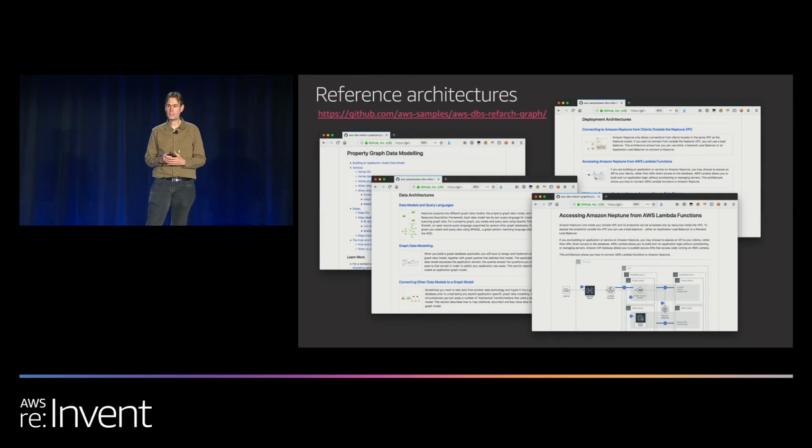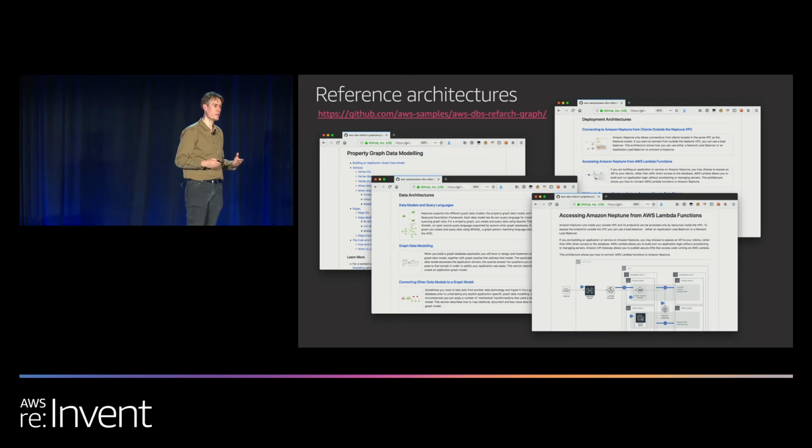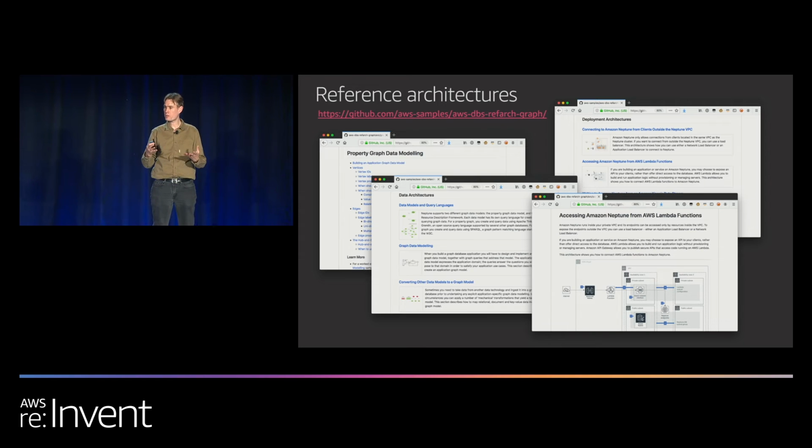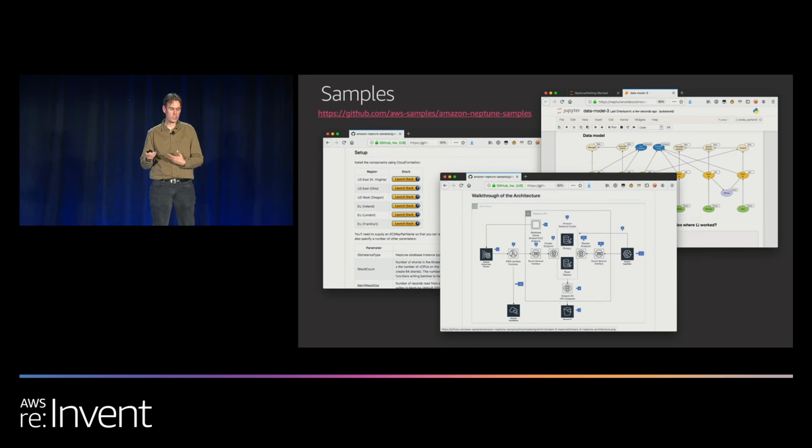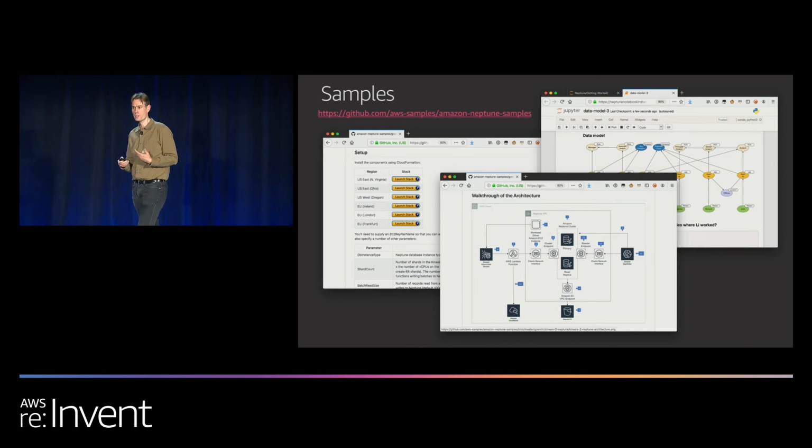We have a reference architecture for graph databases on AWS that's available on GitHub. It covers things like integrating Neptune with Lambda. How do I use Kinesis streams with Neptune? So lots of useful things to think about. How do I think about my graph data model? And we also have a collection of different samples that are available through GitHub, blog posts, and other resources.